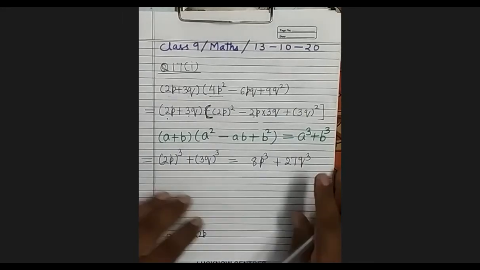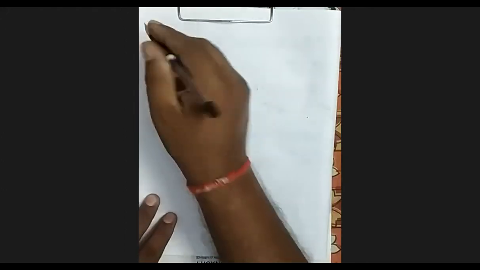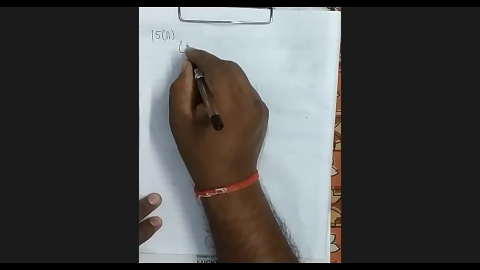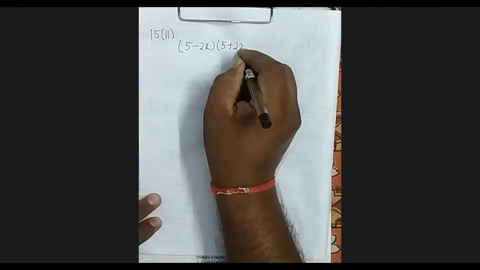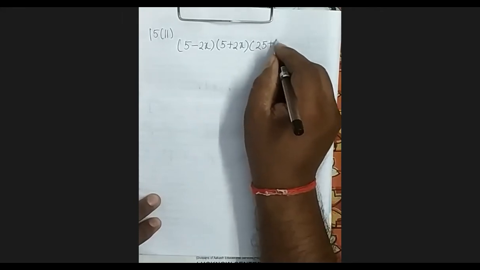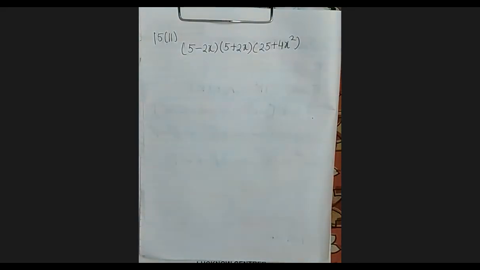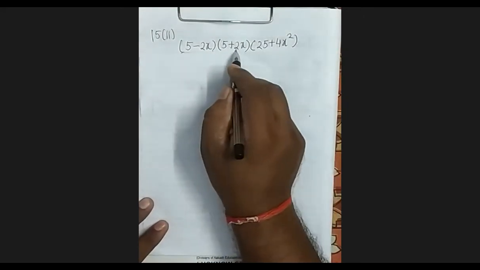Question number 15, second part. Here it is 5 minus 2x into 5 plus 2x into 25 plus 4x square. It's clear? In one bracket 5 minus 2x, in the other bracket 5 plus 2x, in the third bracket 25 plus 4x square.